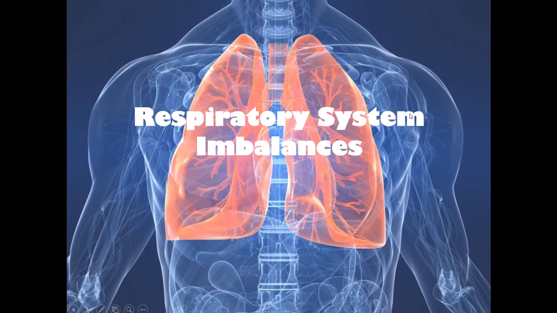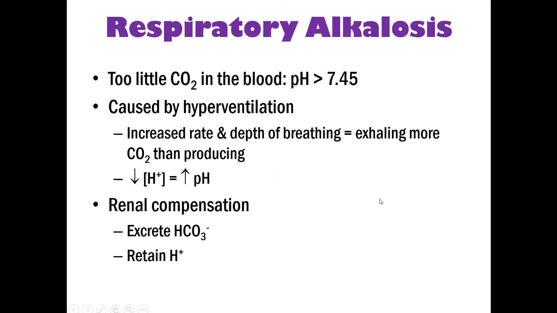So we're going to talk about when the respiratory system screws up first, and then we'll talk about when the body screws up and how the respiratory system can respond. So if we talk about respiratory alkalosis, usually this is that we are hyperventilating, right? When we hyperventilate, we're exhaling a lot of carbon dioxide. And so we're actually exhaling more carbon dioxide than we're producing. And so we have a decrease in hydrogen ion concentrations. And so our pH goes up. Our blood becomes too basic.